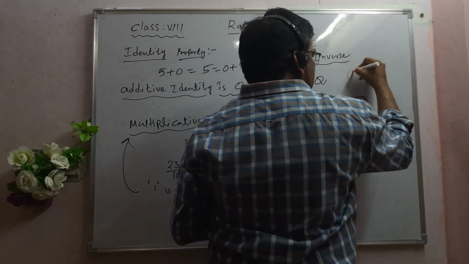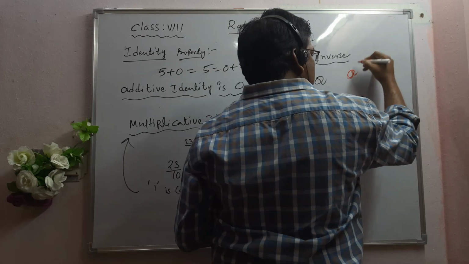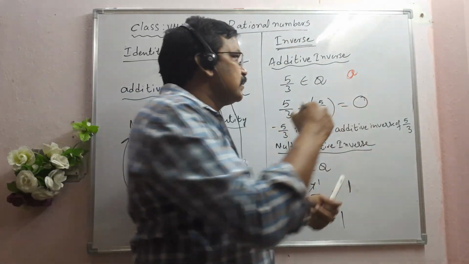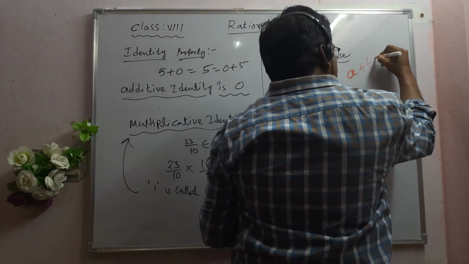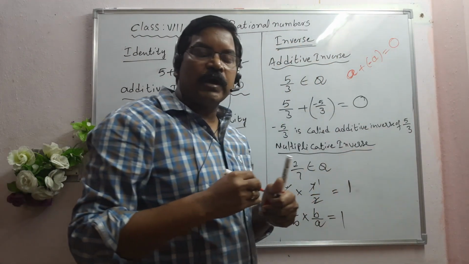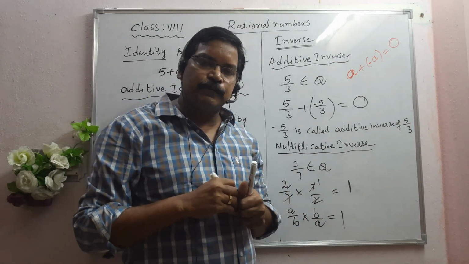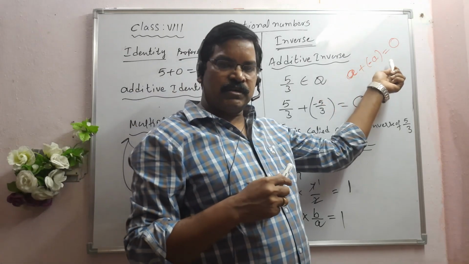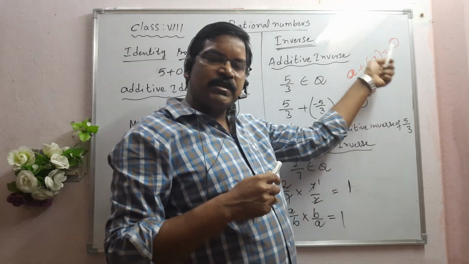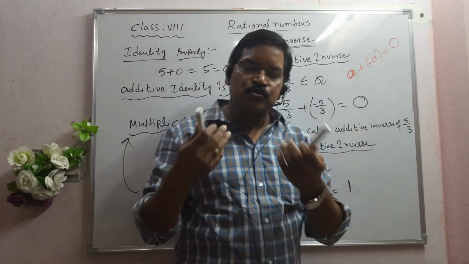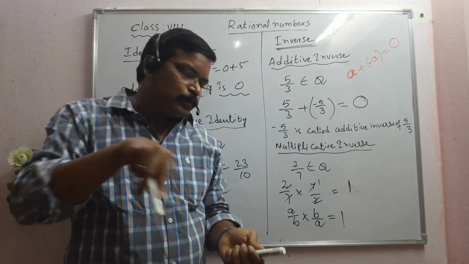Here, let me ask you one question. What is the additive inverse of plus A? Can you see the board here? Yes, this is minus A. Why? Because that sum is equal to the additive identity. So the additive inverse of A is minus A, or the additive inverse of minus A is plus A. This sum should be equal to the additive identity, that is 0.